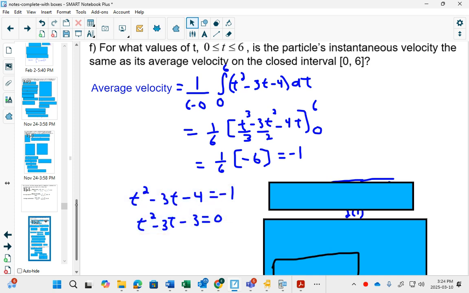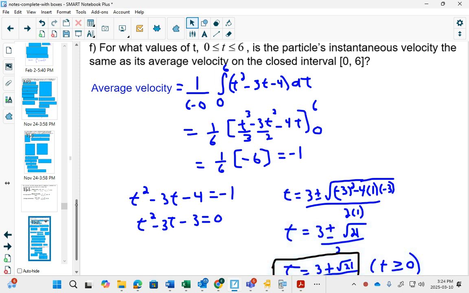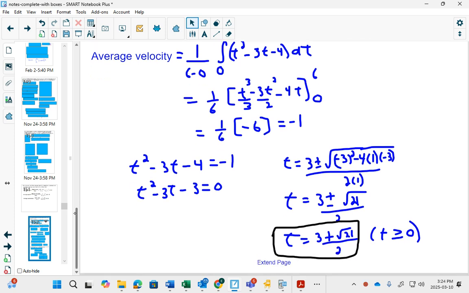Instantaneous velocity, we want to actually set our velocity formula equal to -1 and solve for this. You have to either use the quadratic formula here or your calculator, because it does not factor nicely. And since one of the times is negative, we only choose the time that is positive in the end. So instantaneous velocity, that's an actual time when the velocity is that.